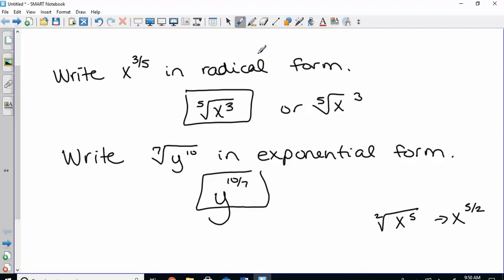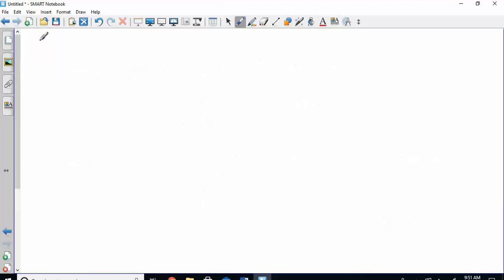What I want to talk about now is reducing radicals. So you did do this in Algebra 2. Let's see how much of that we remember. So that's going to be the first type we do.